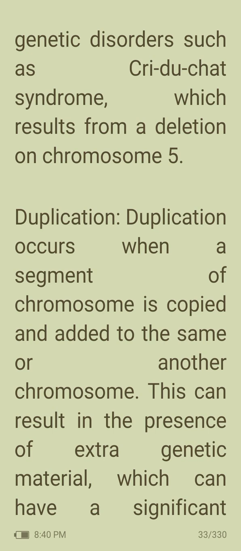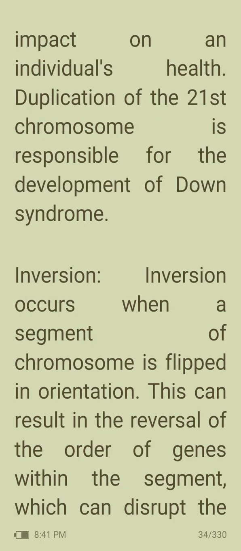Then duplication. Duplication occurs when a segment of chromosome is copied and added to the same or another chromosome. This can result in the presence of extra genetic material which can have a significant impact on an individual's health. Duplication of the 21st chromosome is responsible for the development of Down syndrome.